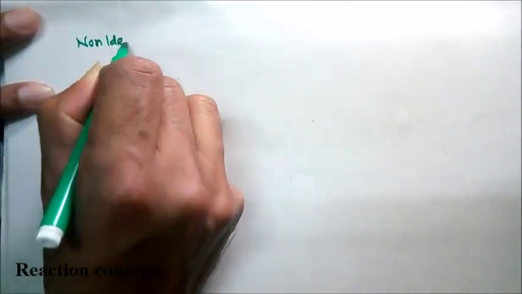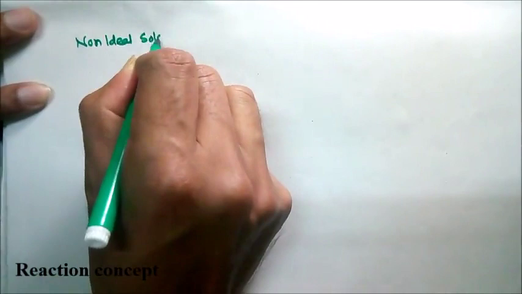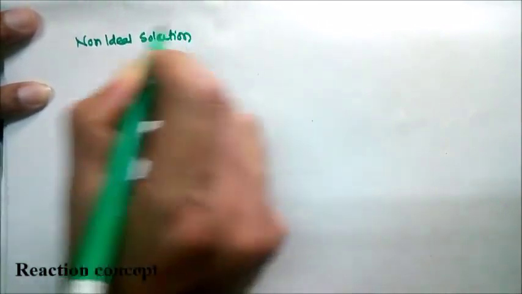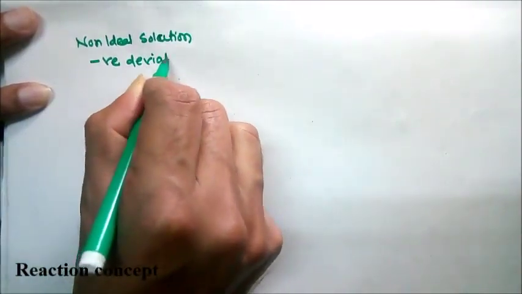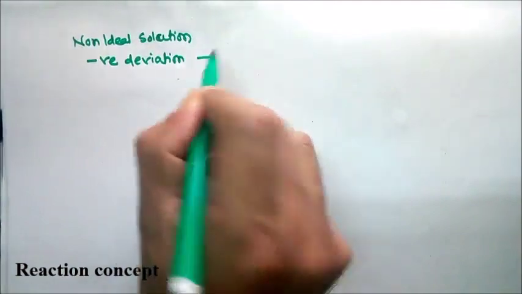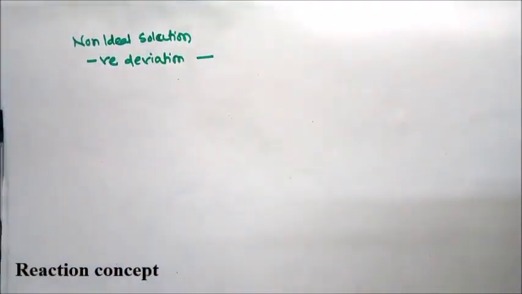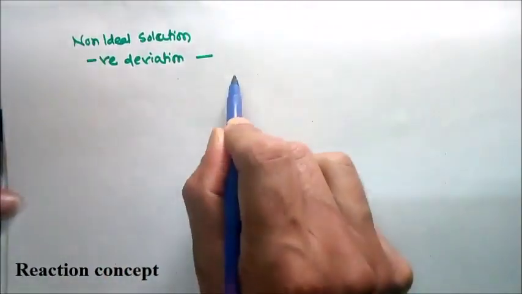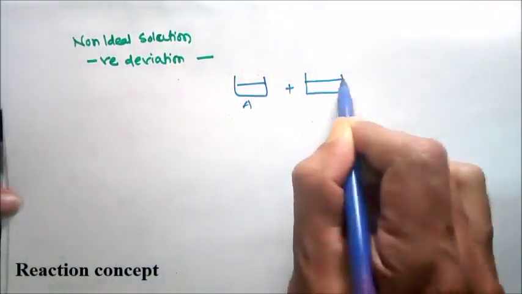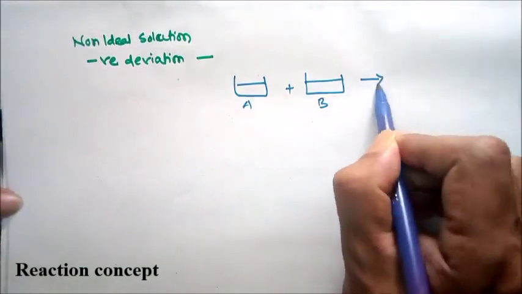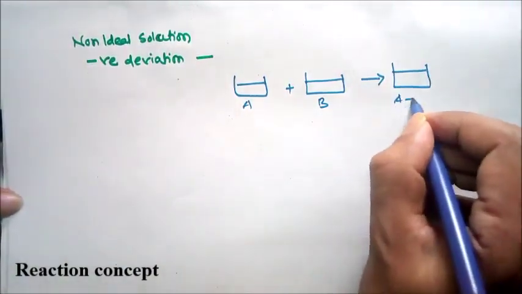Now we'll discuss non-ideal solution showing negative deviation. In this case, suppose you have a pure solution A, and it is mixed with pure B, and it gives you a mixture of A plus B.